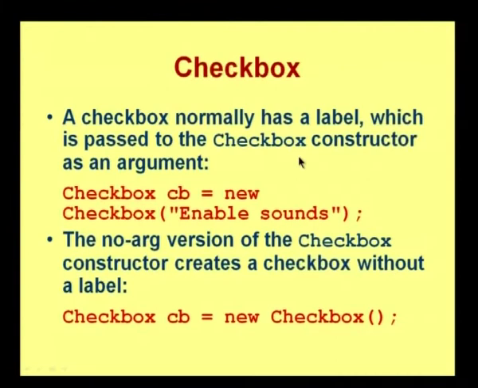You can see here a checkbox normally has a label which is passed to the checkbox constructor as an argument. Here we have a label, enable sounds. This is the label that is associated with this checkbox. There is also a no-argument version of the checkbox constructor. It creates a checkbox without a label. Once we give a label for that particular checkbox, you can refer to that label and do certain listener actions. If the label is not given, we don't have that label to be used, but we can use the name of the checkbox to handle the events.